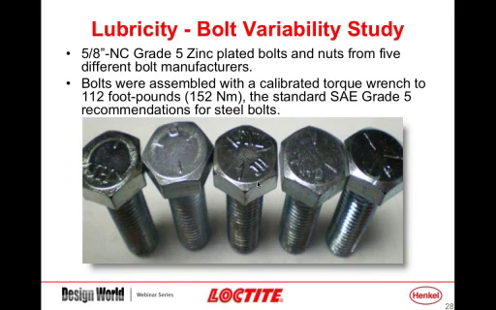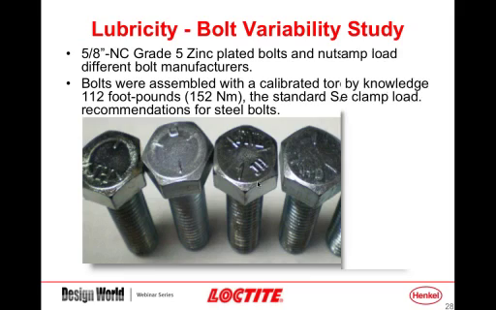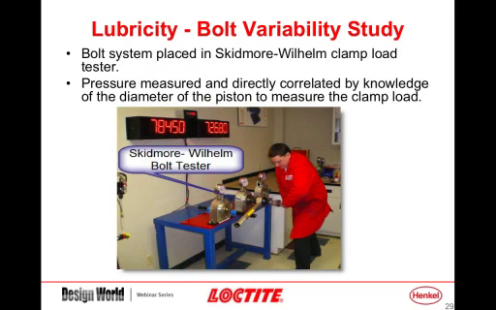All right. So in this case, we were using 5/8 coarse thread, grade 5, and the recommended torque is 112 foot-pounds. This is the test system that we used. It's a system where you can apply the torque and then directly measure the pressure and from that generate the clamp load that's being achieved with the fastener. So it's a direct measurement. And if you have questions on this, we can take that at the end.